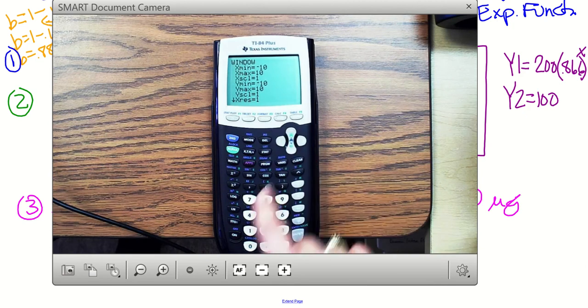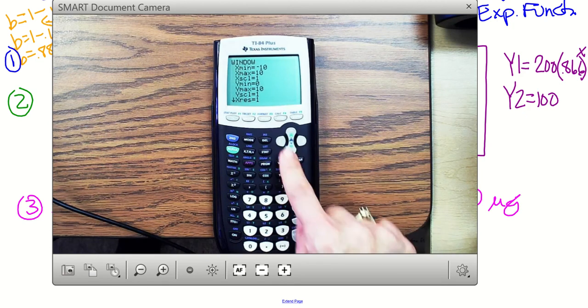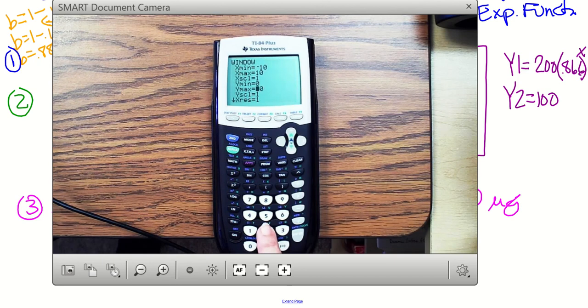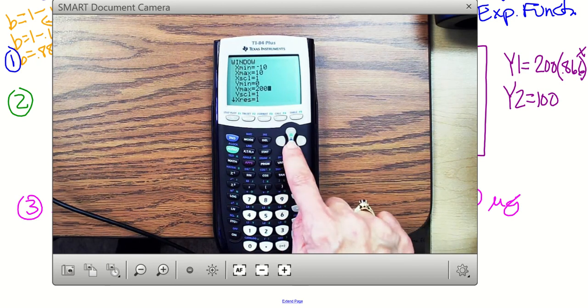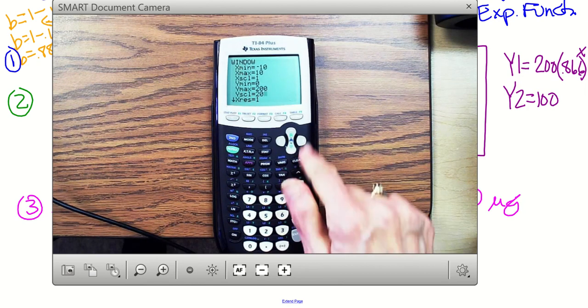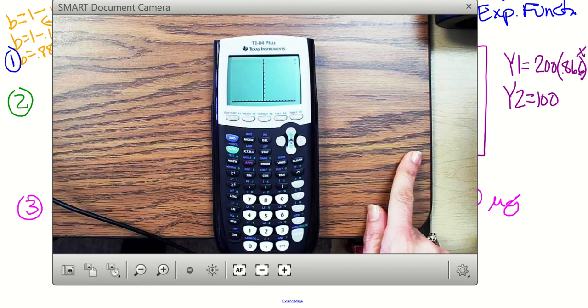So my quantity is never going to be smaller than 0. Let's take a y min of 0. And then it starts at 200 and then decays, so the maximum I'm going to have is 200. And if I'm going to take y's from 0 to 200, I'm going to go on a scale of 20. Let's try that and see what we see.